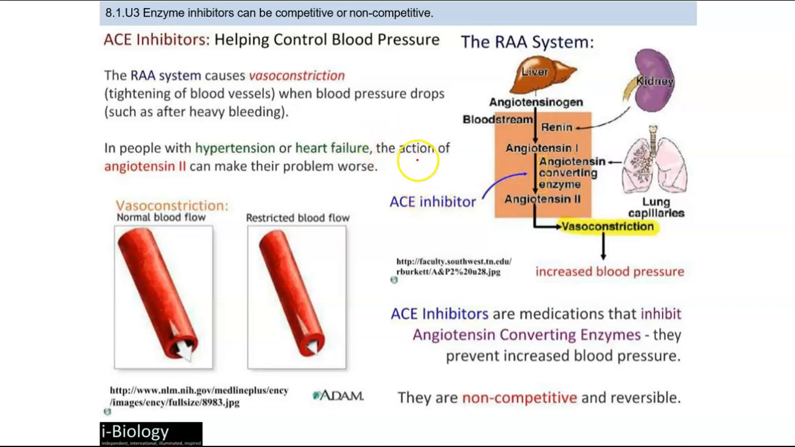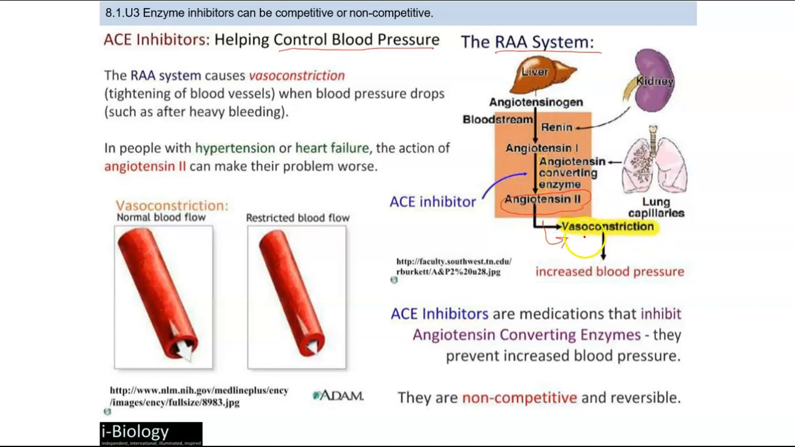An example of a non-competitive inhibitor can be the RAA system, which is related to controlling blood pressure. In this system, angiotensin 1 is converted by the angiotensin converting enzyme to angiotensin 2. These are a series of reactions, and the production of angiotensin 2 will cause vasoconstriction.